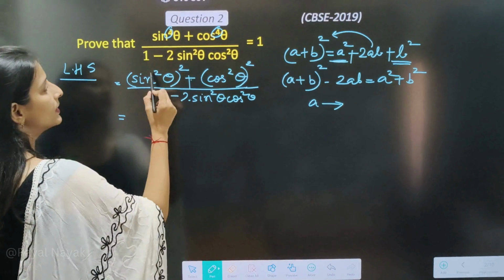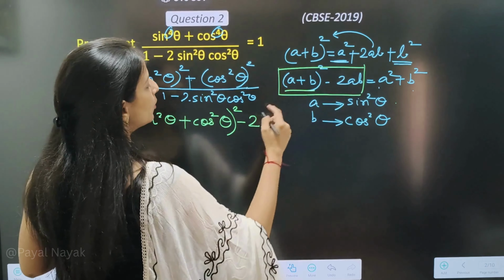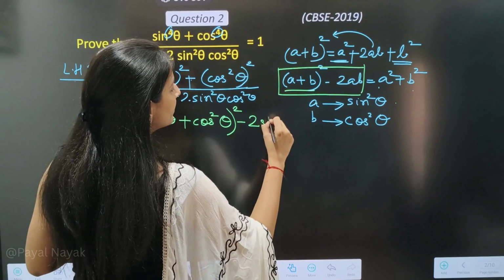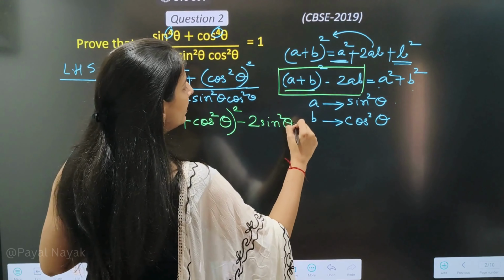Now remember here, don't get confused. Your a itself is sine square theta and your b itself is cos square theta. So here a plus b the whole square, right? Minus 2 into a into b. So what is again my a? Sine square theta and b is cos square theta. This denominator as it is. So 1 minus 2 sine square theta into cos square theta.